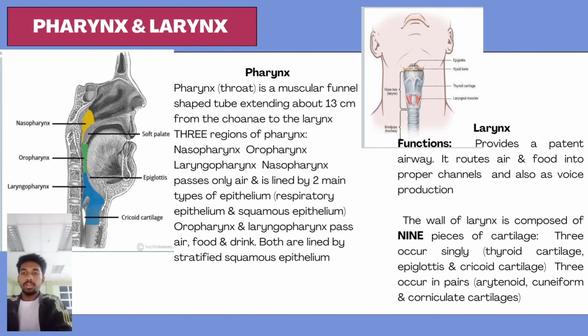And now we will go through the pharynx. The pharynx is the throat. It is a muscular funnel-shaped tube extending about 13 cm from the choanae to the larynx. There are three regions of the pharynx, which are the nasopharynx, oropharynx, and laryngopharynx. The nasopharynx passes only air and is lined by two main types of epithelium, respiratory epithelium and squamous epithelium. That is for the nasopharynx.